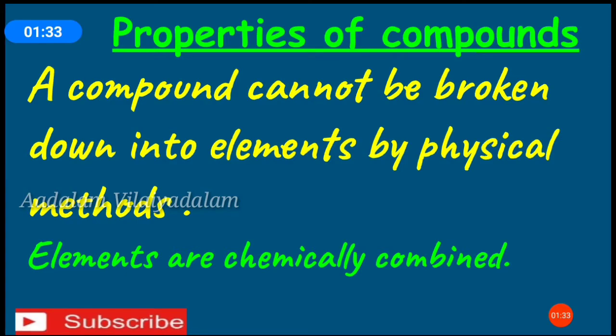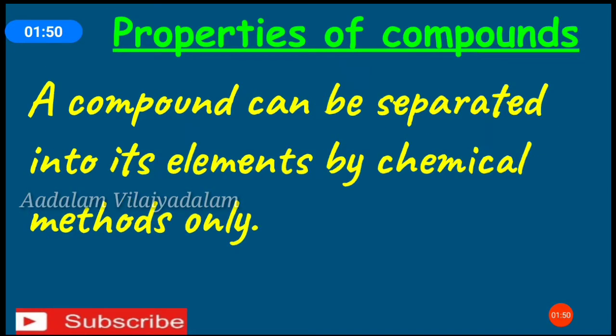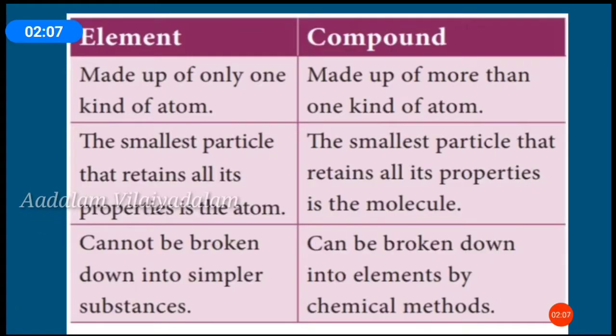A compound cannot be broken down into elements by physical methods because elements are combined chemically. So, physical methods are not applicable to separate the elements. A compound can be separated into its elements by chemical methods only. So, all the elements in the compounds are combined chemically. So, only chemical methods are used to separate the elements.